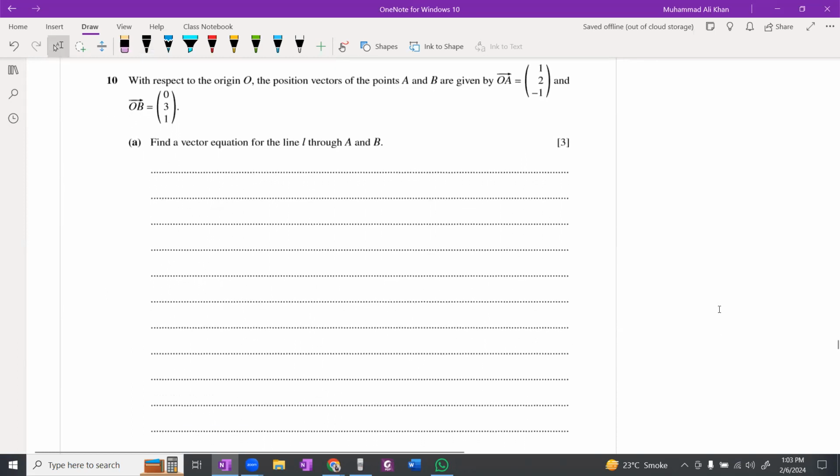A question of vector, a very simple topic of your P3. With respect to the origin, the position vectors of A and B are given by this and this. Find the vector equation of a line through AB. Okay, we have to calculate the vector equation. What is the vector equation? We know that r equals any fixed point plus lambda times gradient, or we can say lambda times direction.